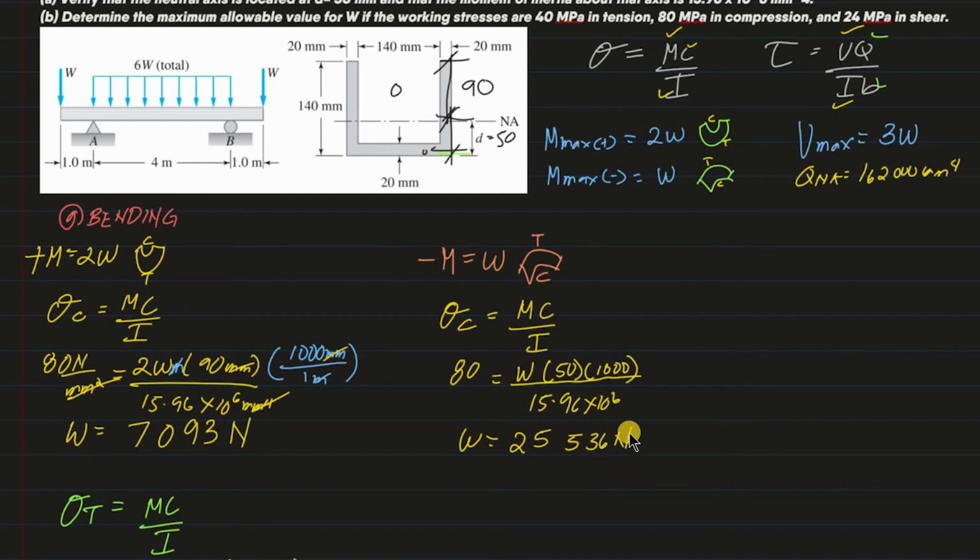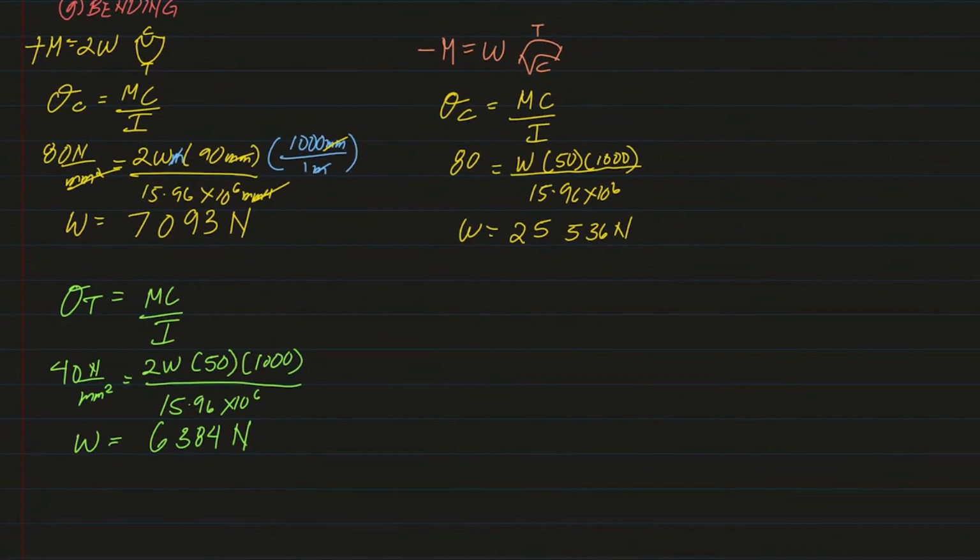25,536 Newton. Ayan, medyo malaki. Tapos, punta din tayo sa tensile stress. Tensile stress, same formula, MC over I. Okay, so the value ng ating working tensile stress is the same as 40 Newton per millimeter squared is equal to moment. Ang moment natin ngayon ay W lang, times the value of C.